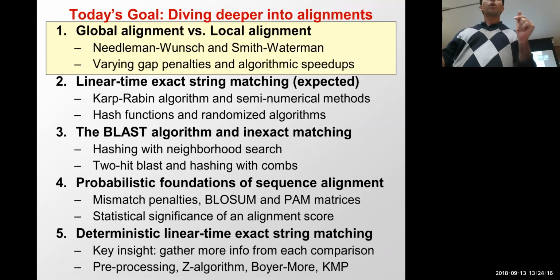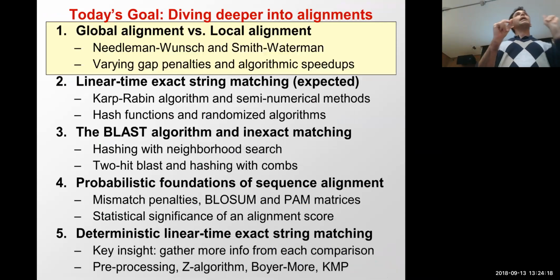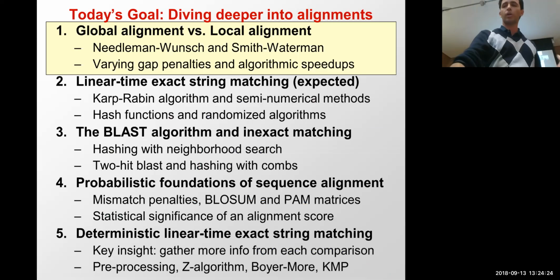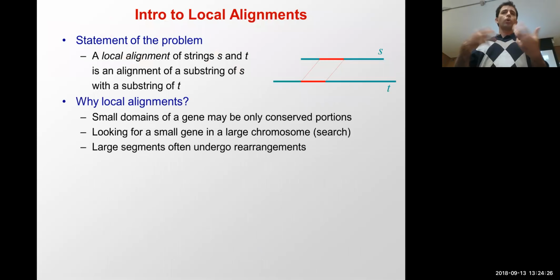Okay, good. So that was global alignment. I had to start at the top left and finish at the bottom right. But local alignment means I can align subsets of the sequence. So I don't have to start at the top left and the bottom right. Local alignment is defined as an alignment of a substring of S with a substring of T. So why local alignment? Because sometimes a small domain of a gene may be the only conserved portion. Or I may be looking for a small gene in a large chromosome. And we're going to talk more about that later in this lecture.